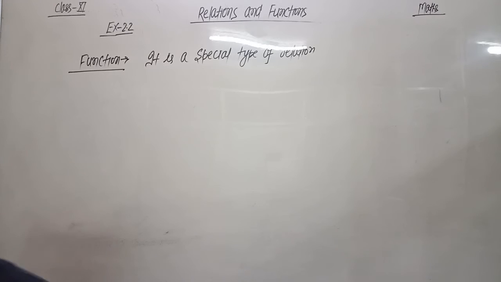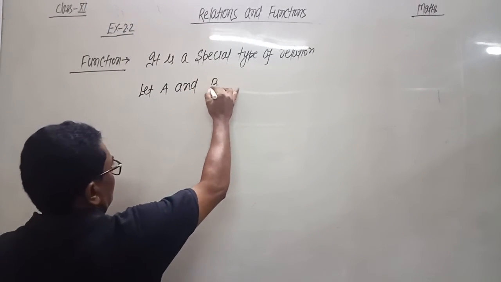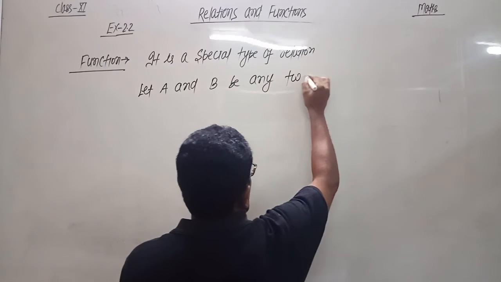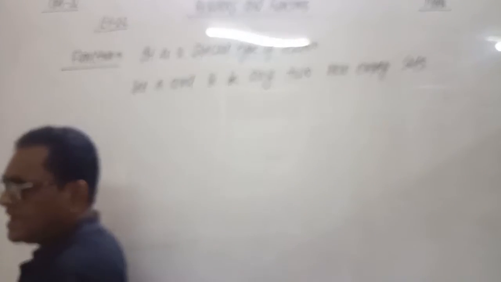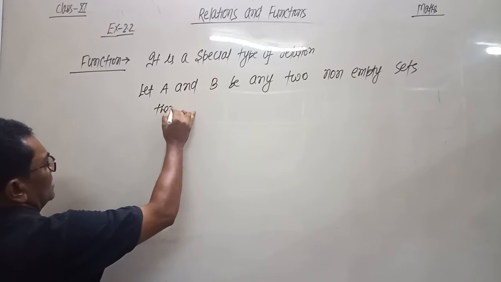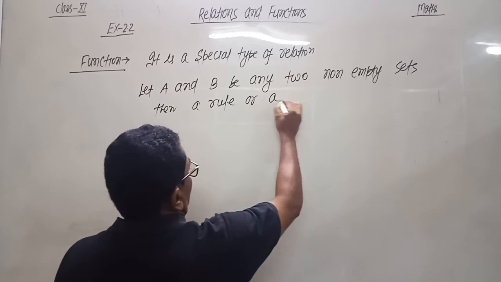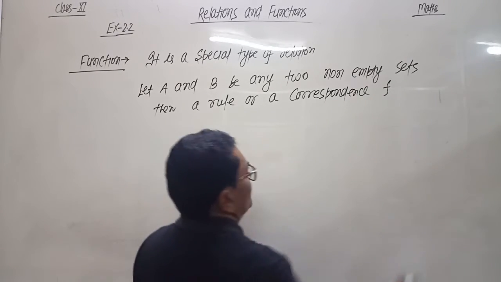Function is a special type of relation, because if two sets A and B are given, then a function is also a subset of A cross B. Its definition is: let A and B be any two non-empty sets. Then a rule or a correspondence F. The rule is represented by F.